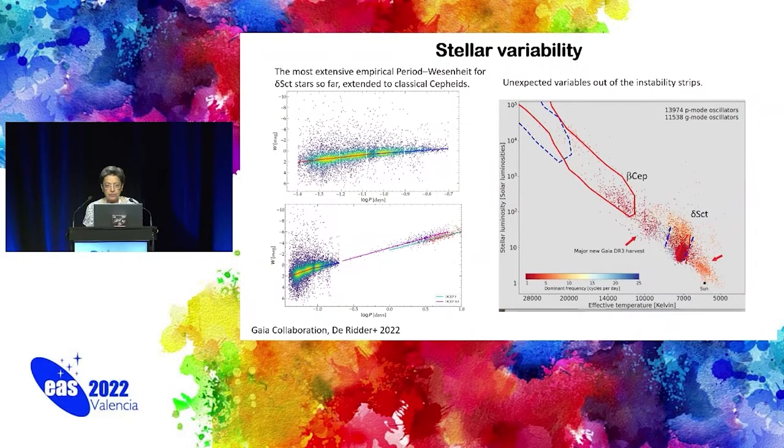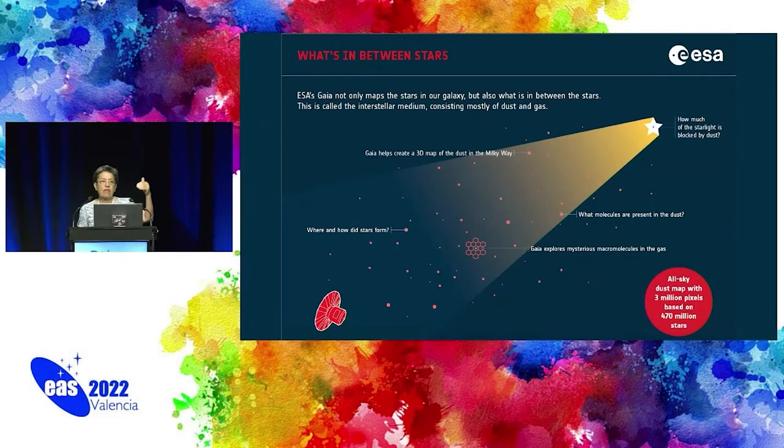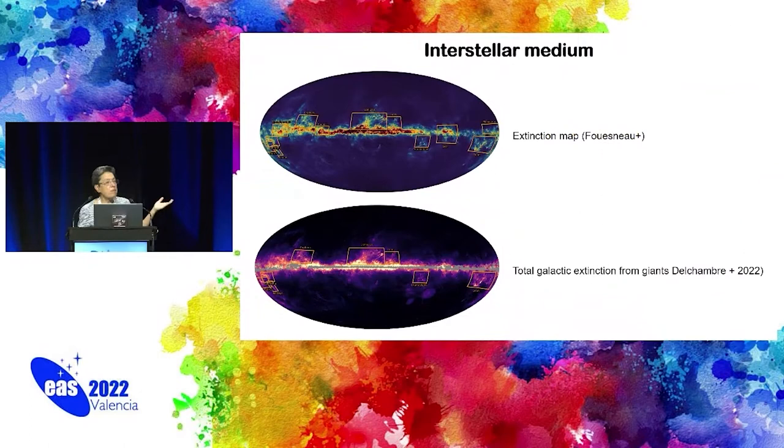All the light that comes from the stars has to go through the interstellar medium till it arrives at the telescope, at Gaia, and of course it suffers reddening and it suffers absorption by this interstellar medium. And this is one example of the maps that we have been able to build from these astrophysical parameters that we have determined. And on the top you have the extinction map, basically produced because of the dust in the interstellar medium.